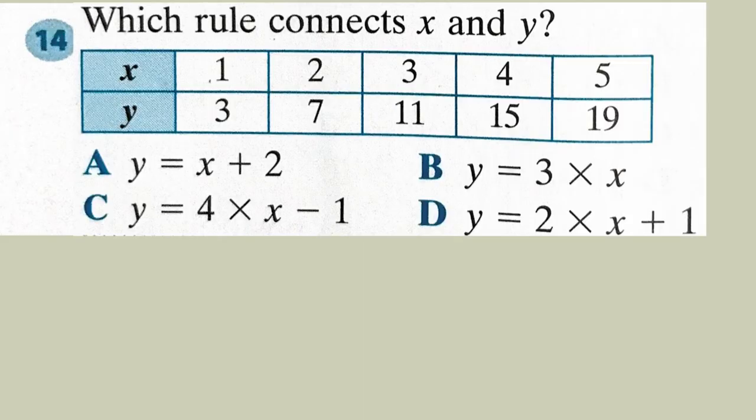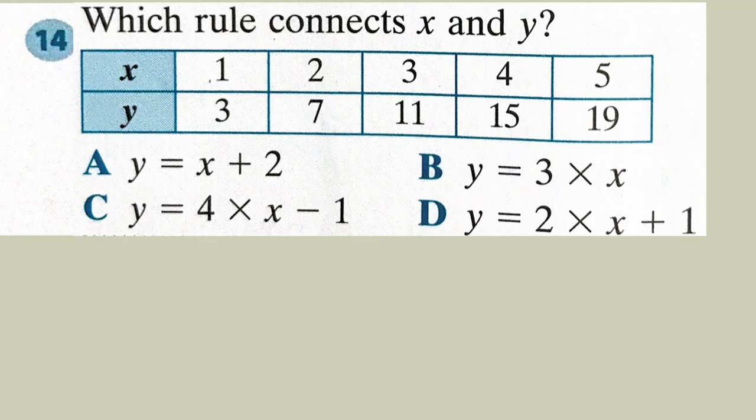So which rule connects X and Y? We need to start by substituting 1 into each equation of A, B, C, and D, and finding if it turns out to be 3. Okay, let's start with A, and let's substitute 1 here. So 1 plus 2 is 3. And you are tempted to say that this is the rule that connects X and Y, and you would be wrong, because it may work for one set of numbers but not for the second set of numbers.